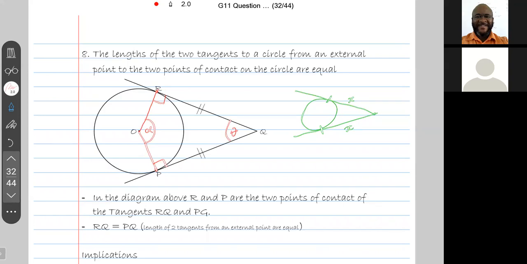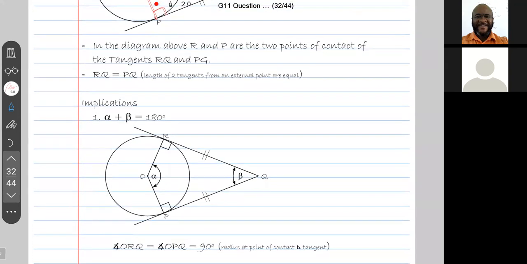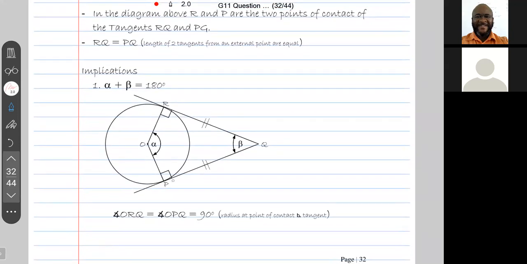All right, so the implications, see it here, the angle at O and the angle at Q add up to 180 degrees. The angle at R and the angle at P, they are both 90 degrees because the radius at the point of contact is at right angles to the tangent.